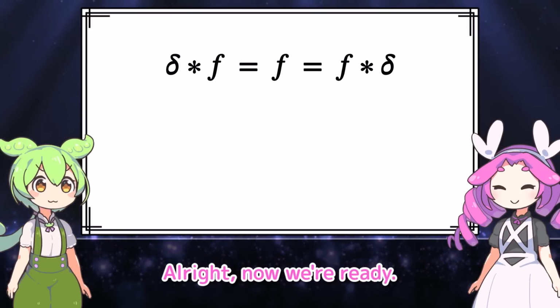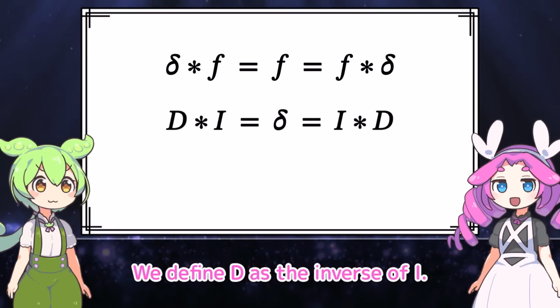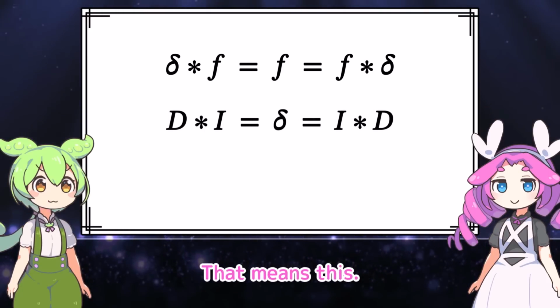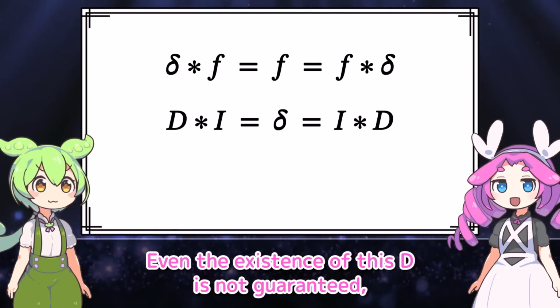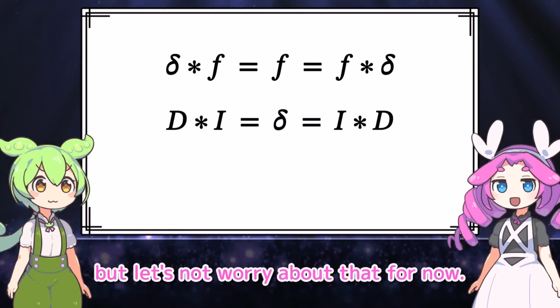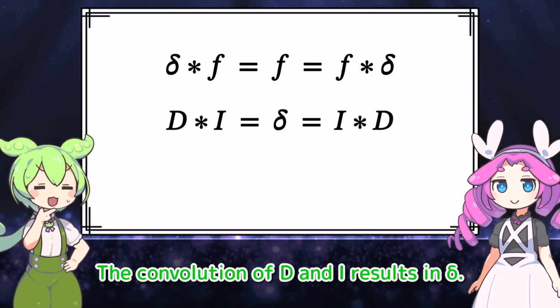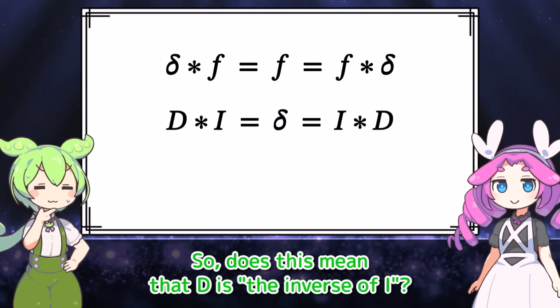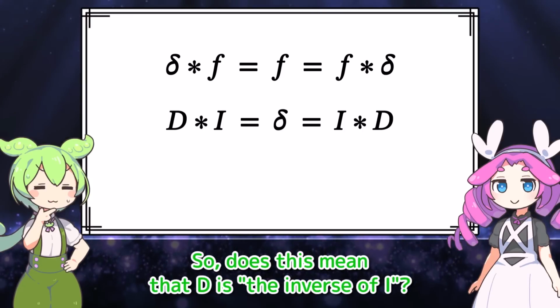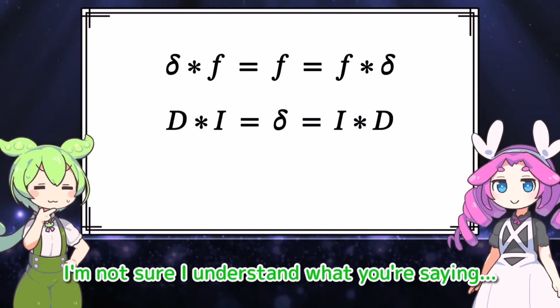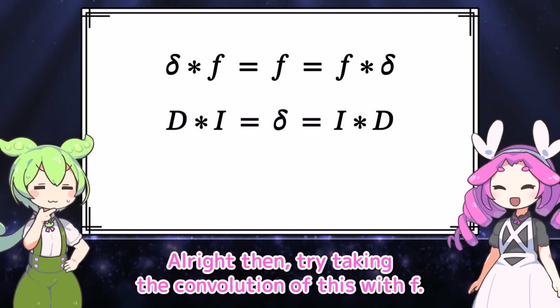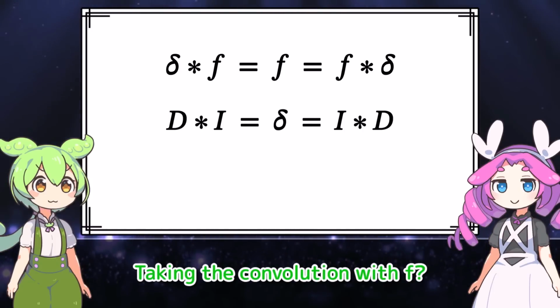Alright, now we're ready. We define D as the inverse of I. That means this. Even the existence of this D is not guaranteed, but let's not worry about that for now. The convolution of D and I results in delta. So does this mean that D is the inverse of I? I'm not sure I understand what you're saying. Alright then, try taking the convolution of this with f.